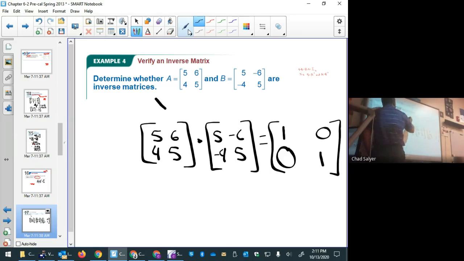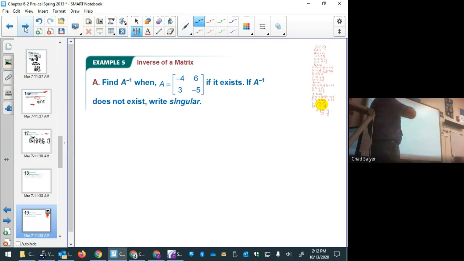So our answer is yes. Emphatic. Not quite all caps emphatic, but getting there. Questions? Okay, proving inverseness. So finding the inverse.